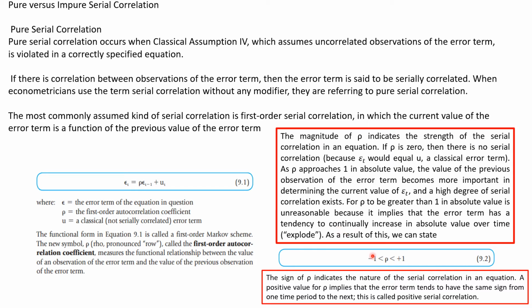As a result of this, we can say that rho is greater than negative 1, but less than positive 1. So the sign of the rho indicates the nature of the serial correlation in the equation. A positive value of rho implies that the error term tends to have the same sign from one time period to the next. This is called positive serial correlation.